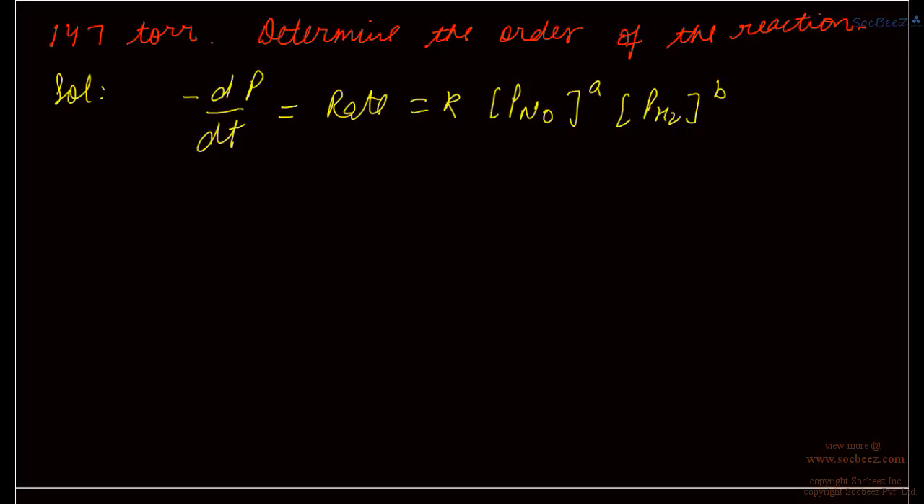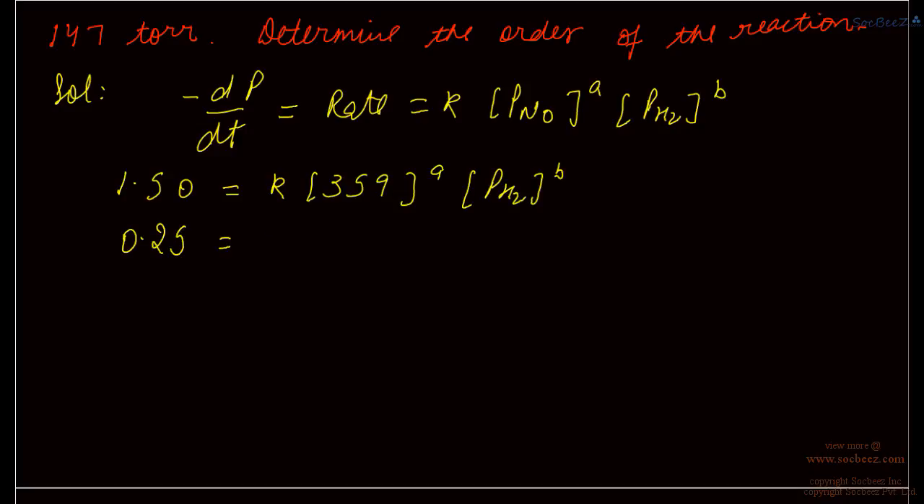Let the order of reaction with respect to NO be A and the order of reaction with respect to H2 be B. Therefore, the overall order of the reaction is A plus B. Okay, now using the data given in the problem and keeping the pressure of H2 constant, we get 1.50 equals K into 359 to the power A, pressure of H2 to the power B, and 0.25 equals K into 152 to the power A, pressure of H2 to the power B.